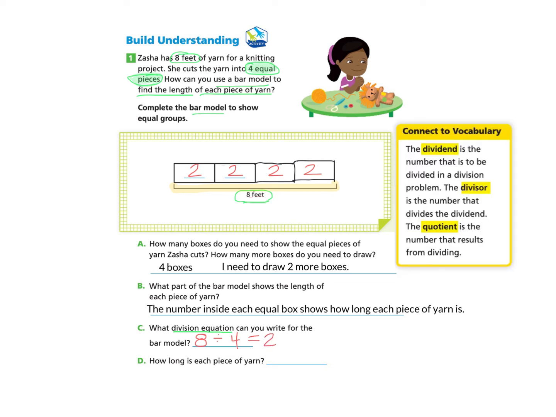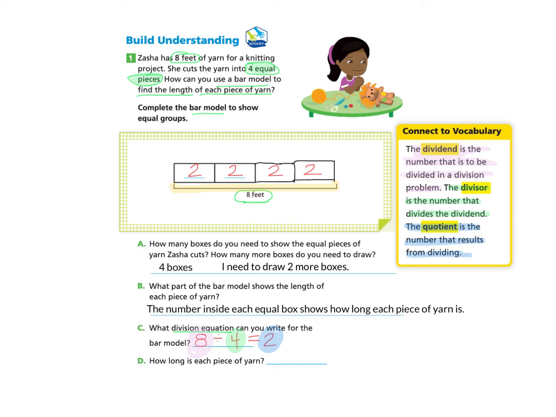A quick review of each of the vocabulary words that go along with the division equation. In our word problem, the 8 is the dividend, which means that is the number that is to be divided in the division problem. And then we have our 4 right here, which would be the divisor, and that is the number that divides the dividend. That's what we cut the 8 feet into, or 4 equal parts. And then the last part is our quotient, which is this 2, and the quotient is the number that results from dividing.